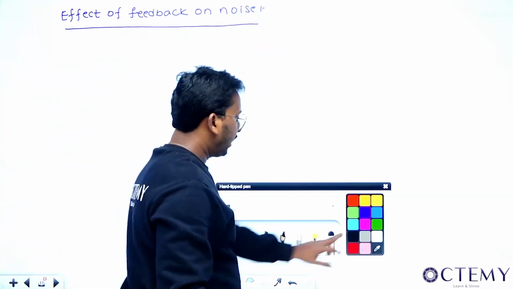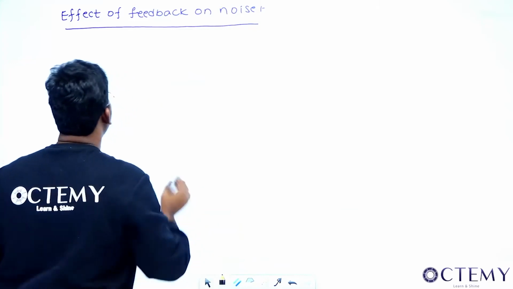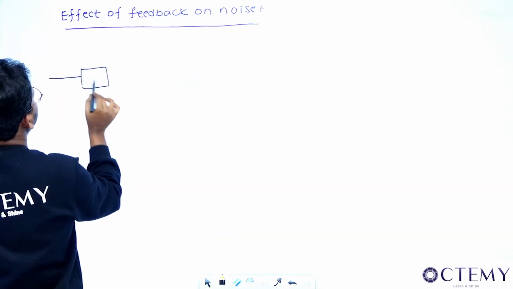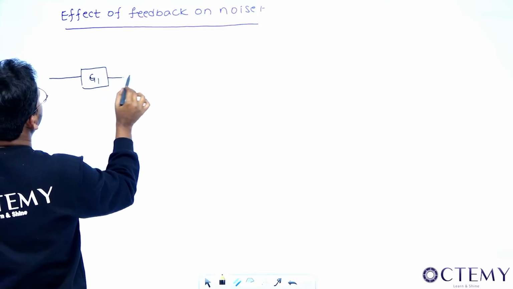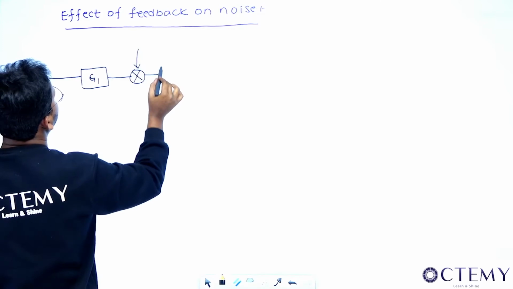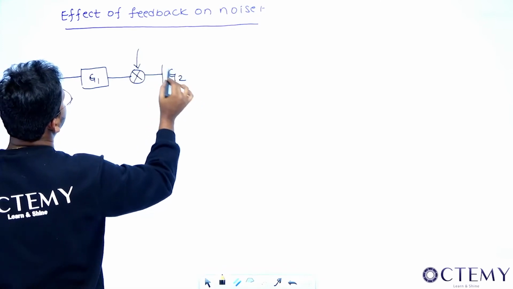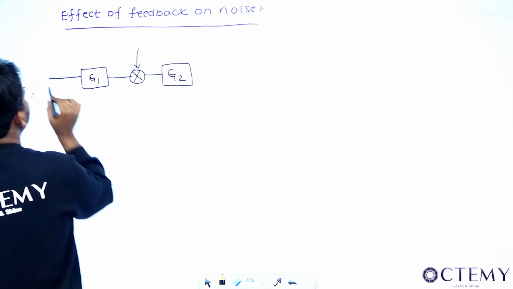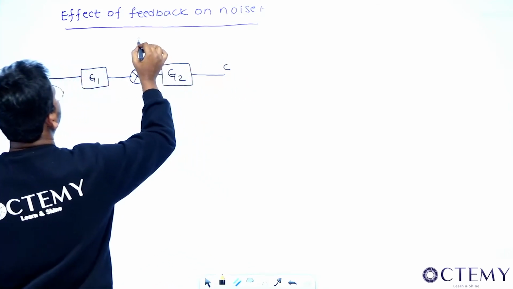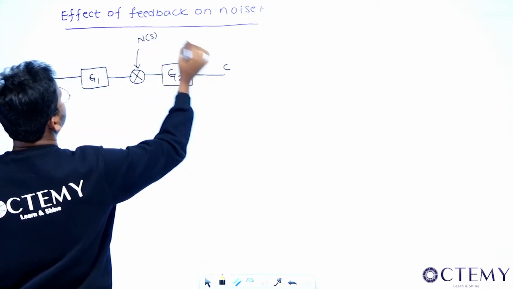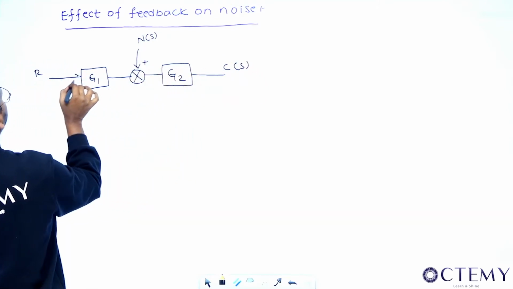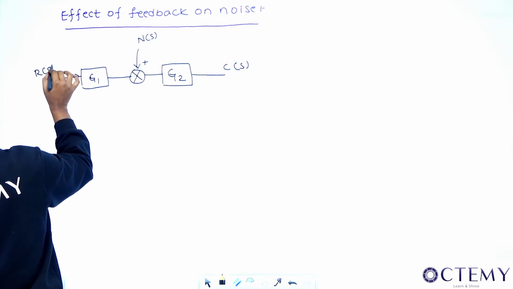So sir, let me take a small example for that. Let me take a small system which is like this. Say this is G1, this is G2. Let this be your input R of S, let this be your output C of S, let this be your noise N of S, right? Some noise is coming and it's getting added here, sir. This is R of S.